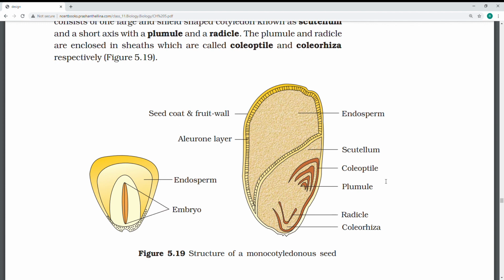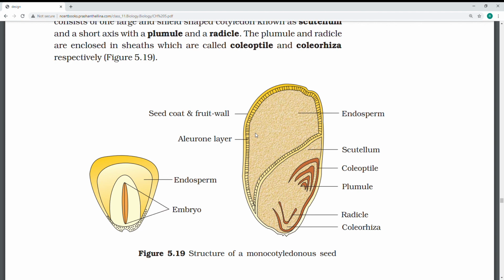So the outer layer is called, you see, the aleurone layer, the outer layer. Seed coat, fruit wall, the outer layer. Like in a cell, how it is cell wall, plasma membrane, like that. The aleurone layer is this. The embryo is small, situated in a groove of the endosperm. The embryo consists of one large and shield-shaped cotyledon that is called scutellum. They might ask the question as scutellum. What is scutellum? You can write that the short axis is called plumule and radicle. The plumule and radicle are enclosed in sheaths called coleoptile and coleorhiza.